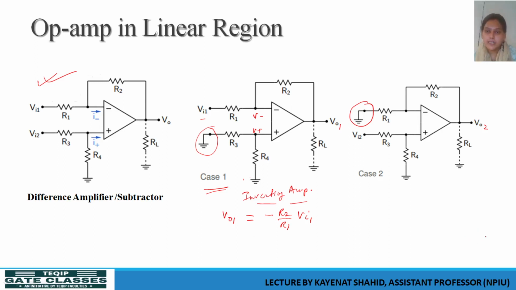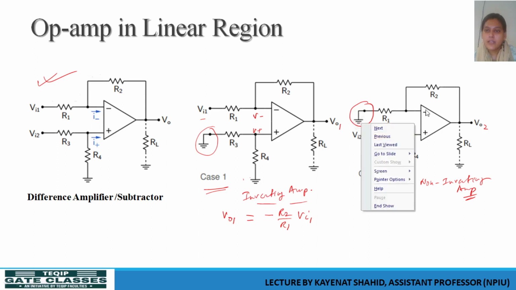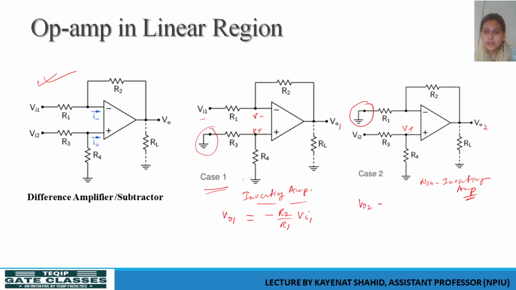In case 2, the circuit is working as a non-inverting amplifier. How is this inverting terminal grounded? And this is our V plus. So for the source, that is V plus, VO2 can be written as 1 plus R2 by R1, that is feedback resistance by input resistance, into V plus.